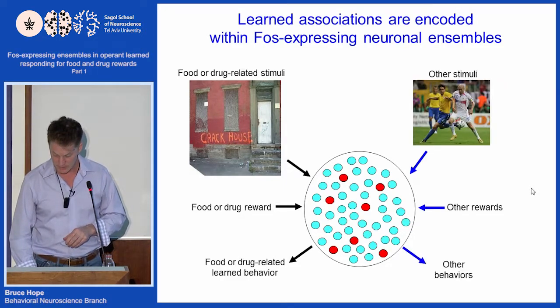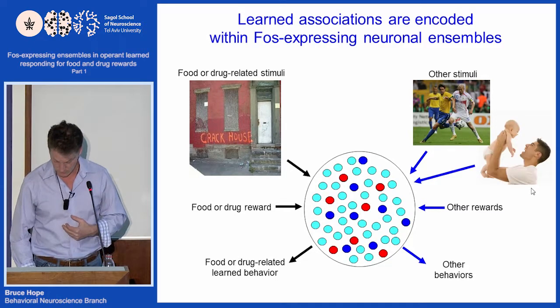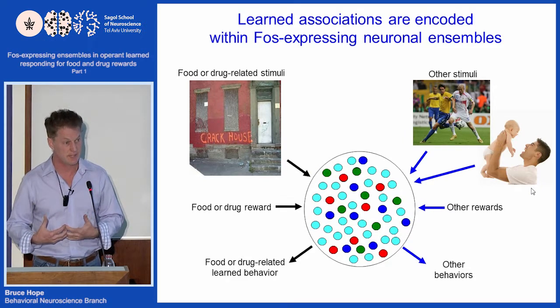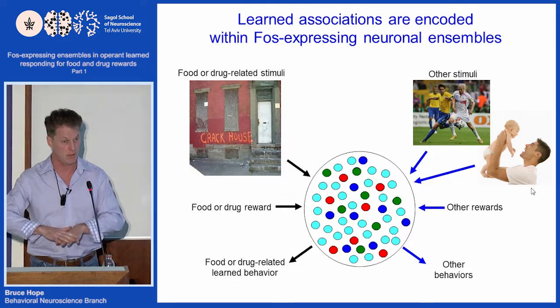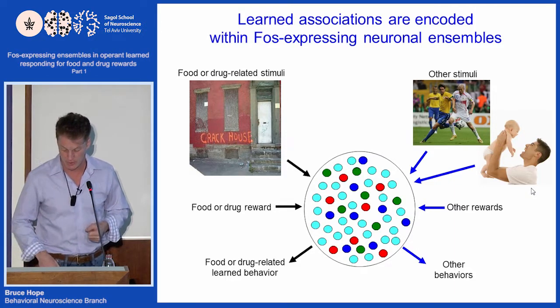The other aspect is, if it's a different memory, it's a different pattern. And this allows you to encode different memories using the same brain area. And there can be some overlap between what we call ensembles. So you can have all these memories that we're talking about.